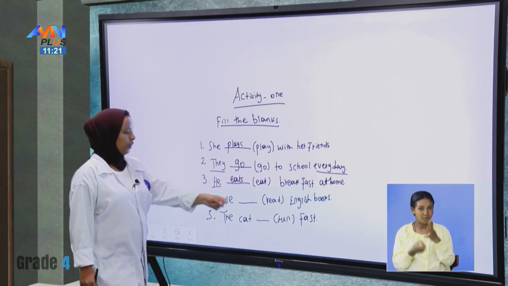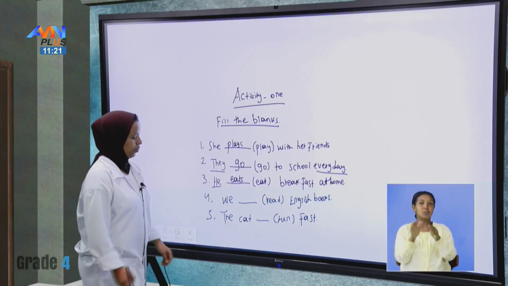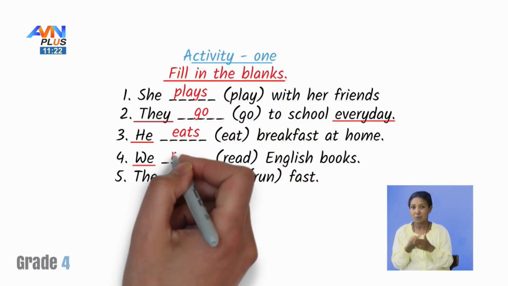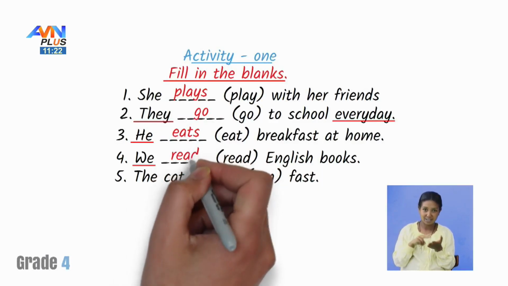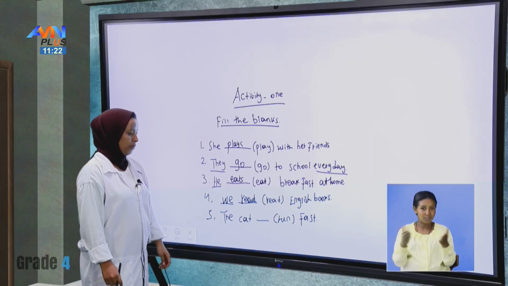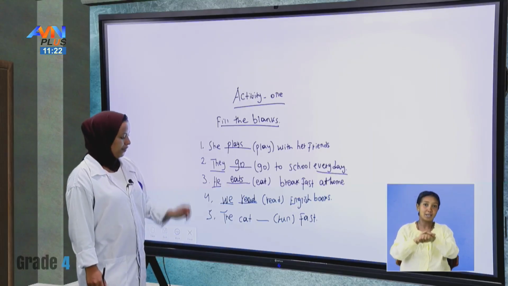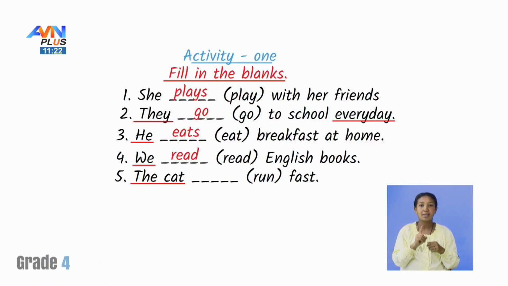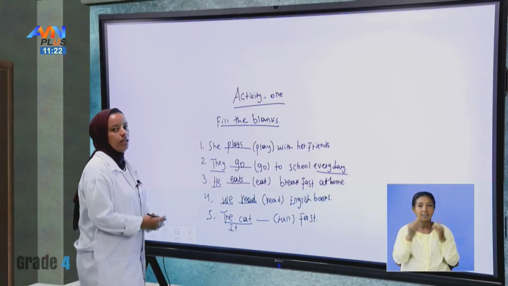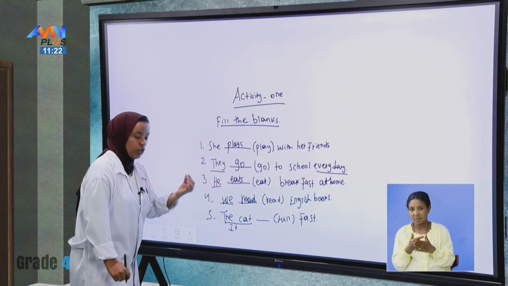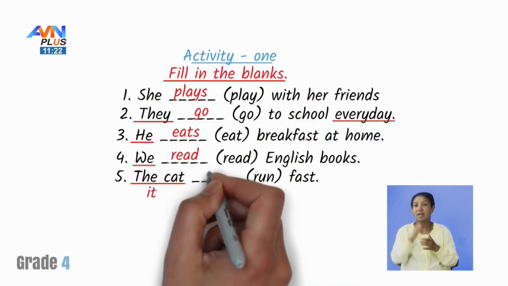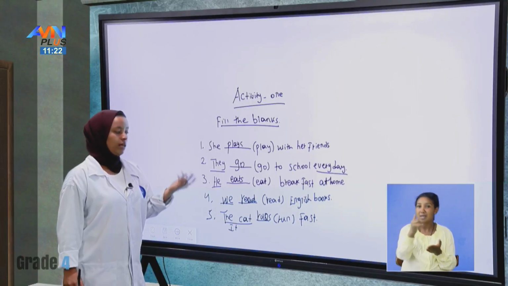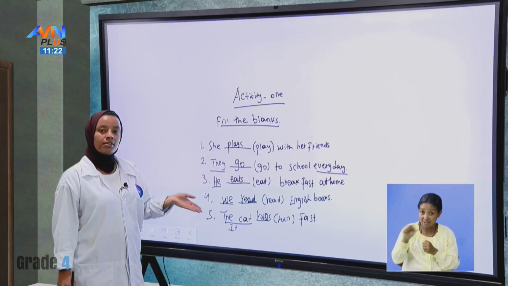Question number 4. We blank read English books. Here is a plural subject, and a pronoun. So easily take the verb read. We read English books. 5. The cat blank run fast. Cat is also an it pronoun, so here is a singular subject. So let us take run and add s to the main verb. Let us read it. The cat runs fast.